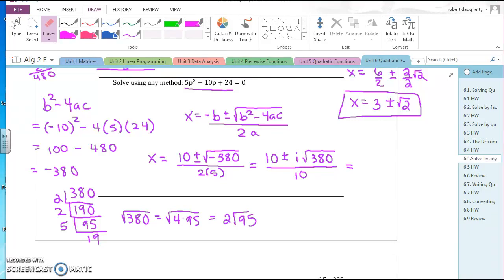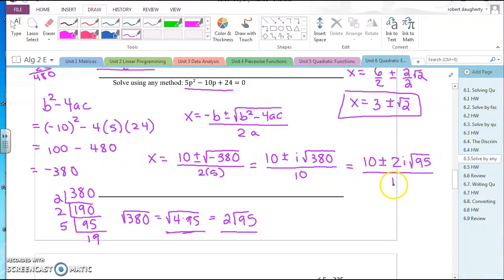Okay, didn't quite finish this problem. We were in the midst of the quadratic formula and trying to get this guy solved. So we got down to square root of 380 can be simplified. So square root of 380 is 4 times square root of 95. That's going to be 2 times root 95. So this is 10 plus or minus 2i square root of 95.